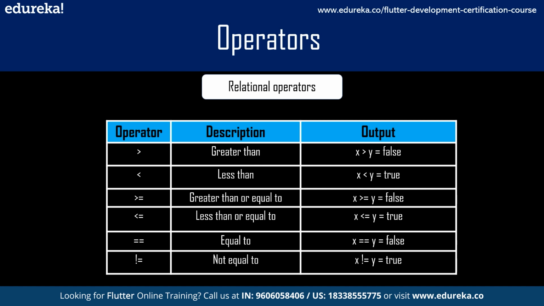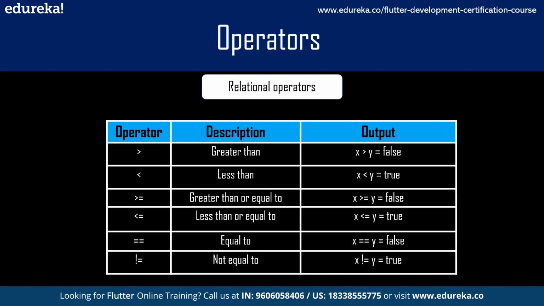Here in this table, we have the operator, a description for it, and what kind of result we get. Here we have greater than. This will check which operand is bigger and gives a result as a Boolean expression. As you can see, we have the output in a Boolean expression. It will tell you whether x is greater than y. If it is, it will give you true, or else it will give you false.